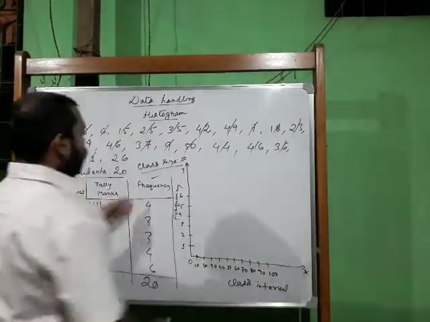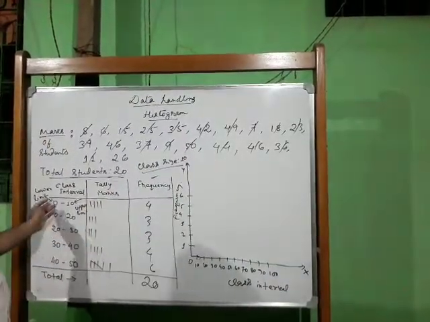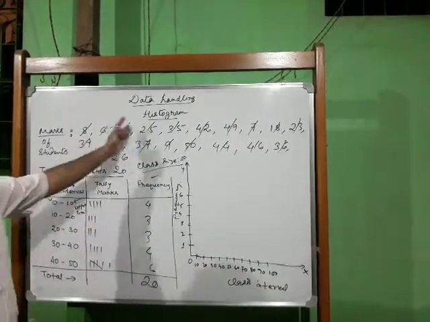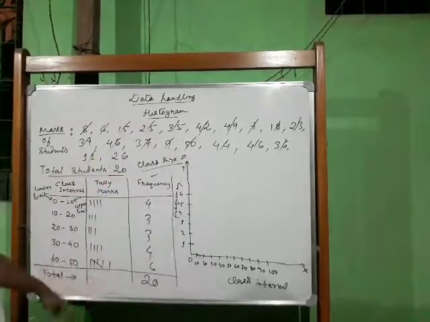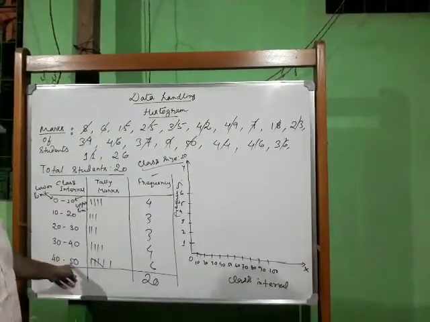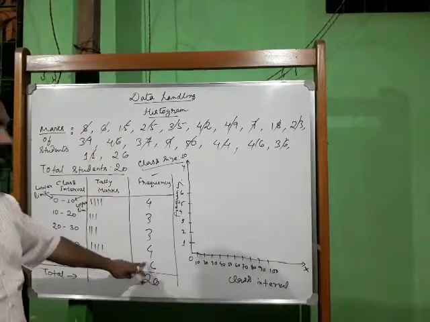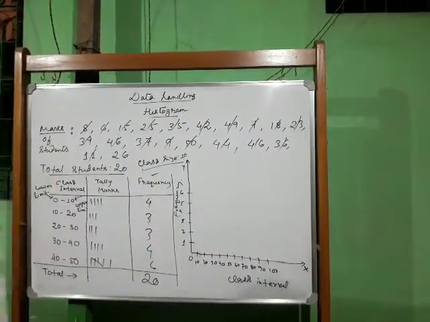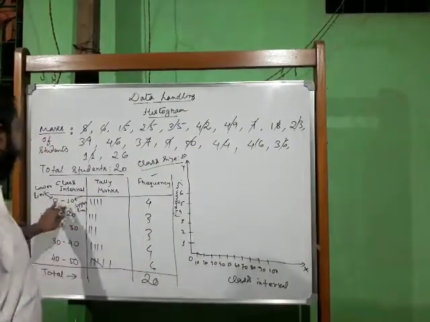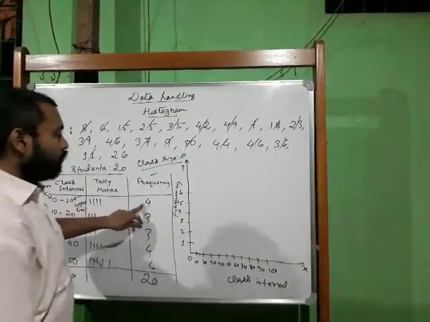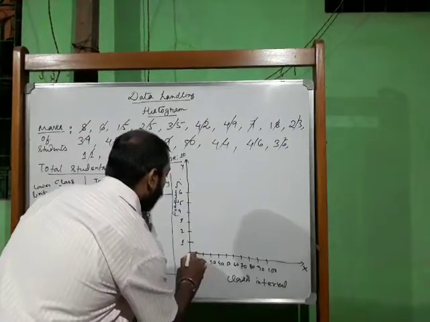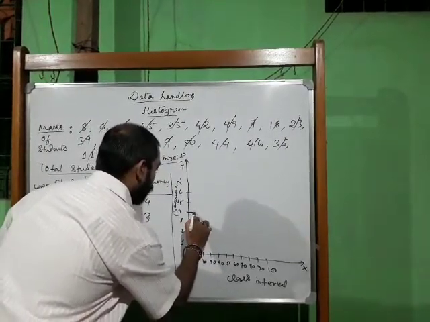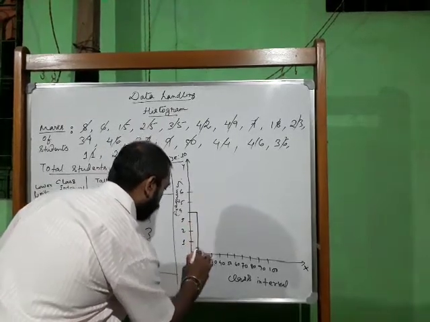Now you can ask me what is frequency. That means from 0 to 10 marks, 4 students have got. As you can see in the data, from 40 to 50, how many students have got? 6 students have got marks in the range 40 to 50. That is the frequency. Now you see 0 to 10, how many students have got? 4 students. So this is the first one.